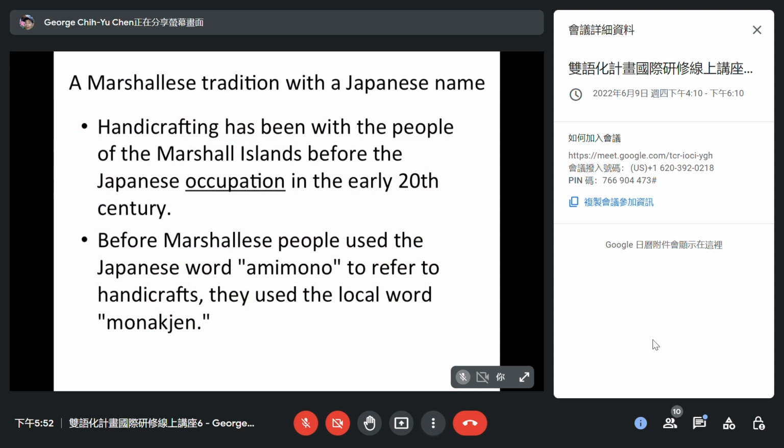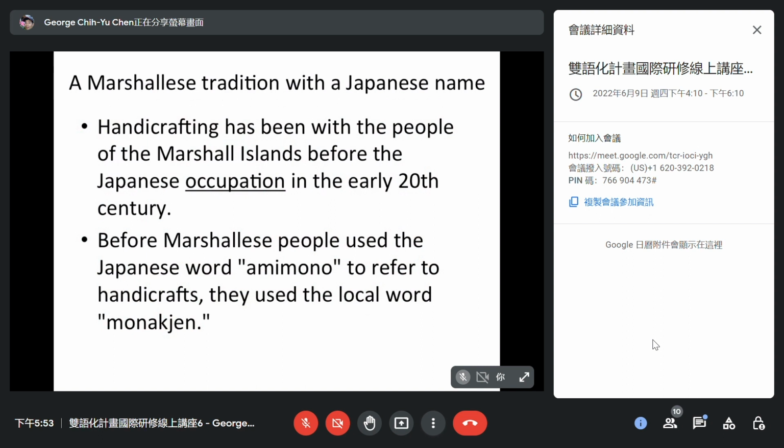Handicrafting has been with the people in these islands before the Japanese occupation in the early 20th century. Occupation means 占领. So 在日本占领前, they have a long tradition with handicrafting, but Marshallese people use this word amimono to mean handicraft. And here is the local name, a local word for handicraft, manach-jan.